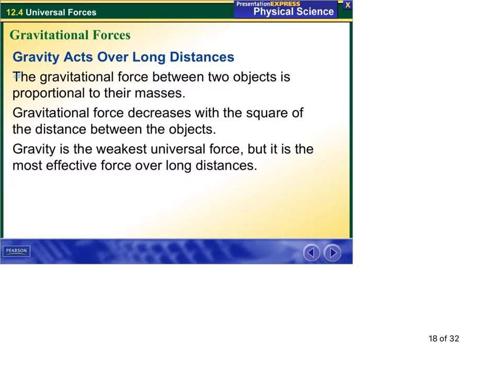Gravitational force is proportional to their masses, meaning as the mass gets bigger, the force gets bigger. And it decreases with the square of the distance between the objects. The farther away you get, the less it becomes. And because it's squared, this makes a lot of difference. It is the weakest of the universal forces, but the only one that will act over long distances.